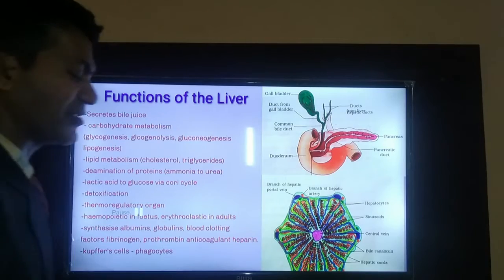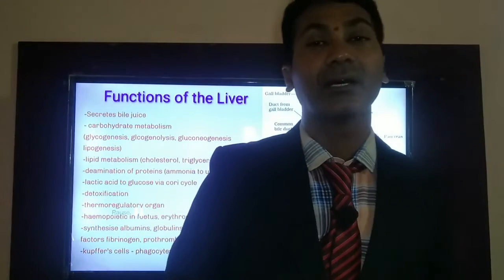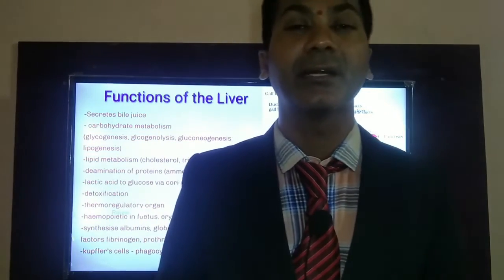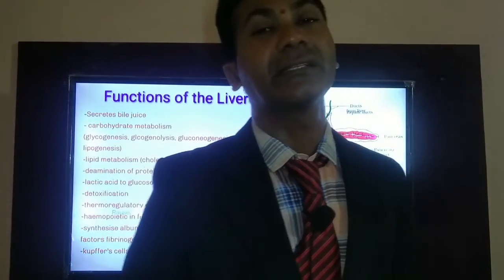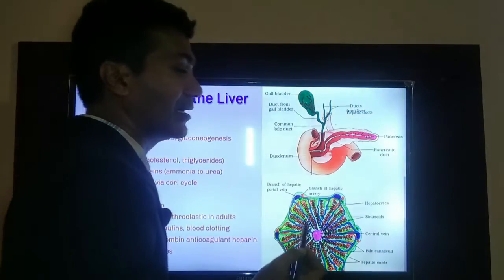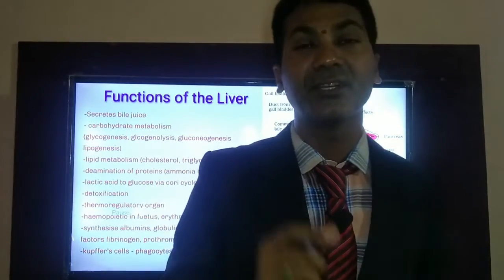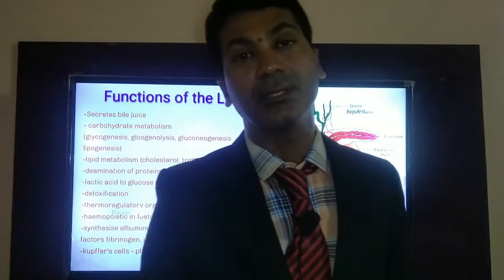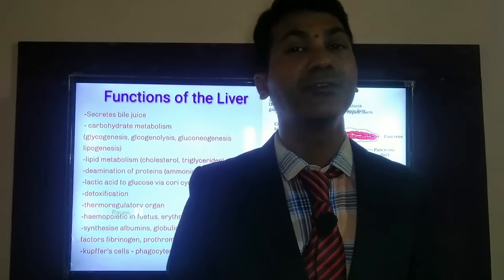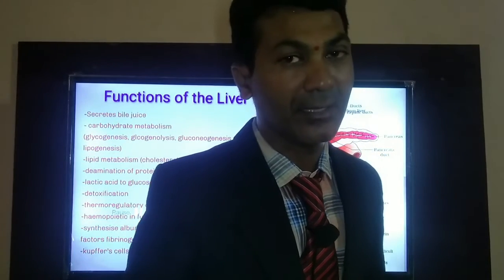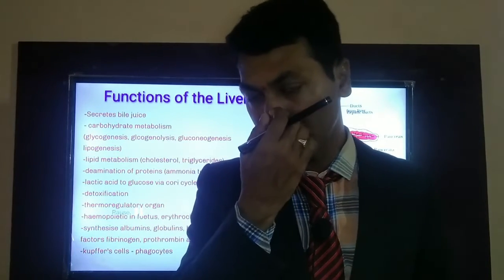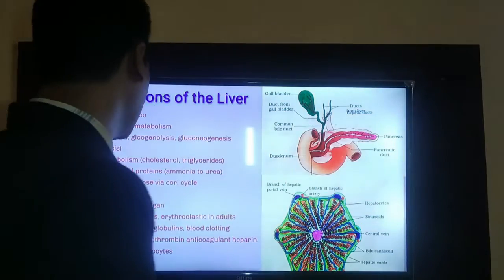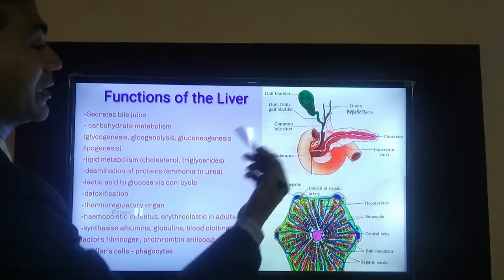And detoxification. This is a very important thing. We take food. The food may contain toxins. So the toxins are received by the liver through the portal system, which is called the first checkpoint. So the toxins which are present in our food items are received by the liver through the hepatic portal system, detoxified, and sent into the duodenum again.